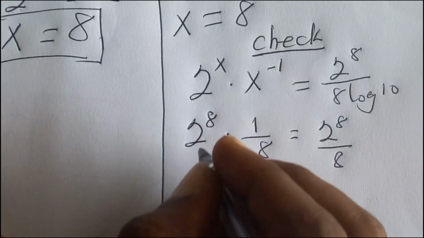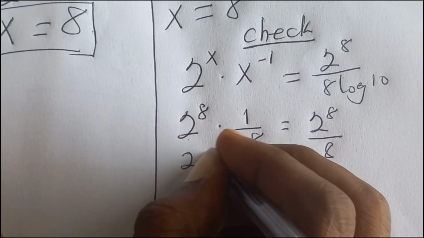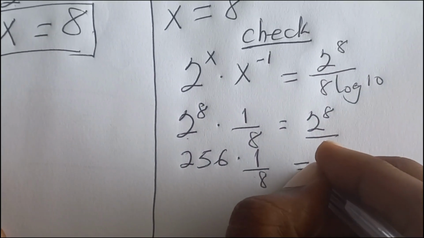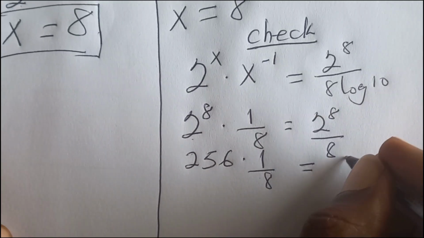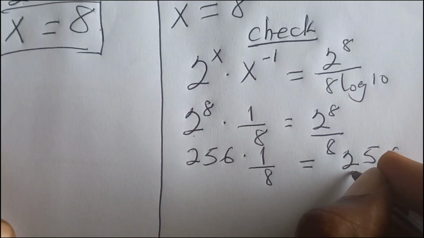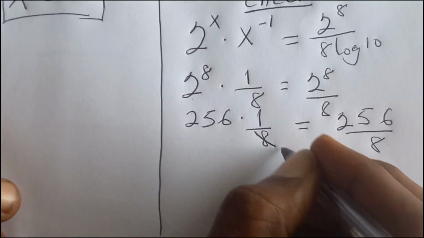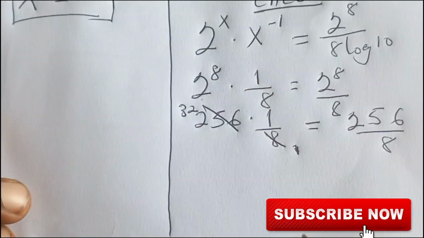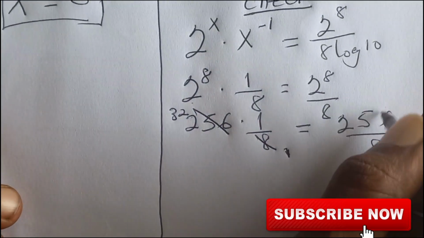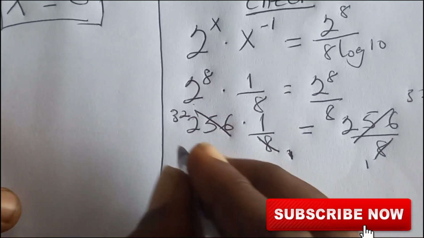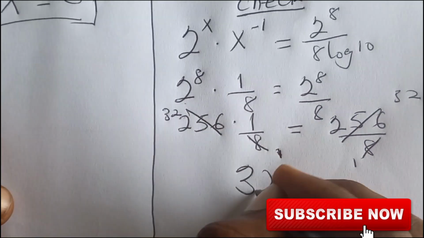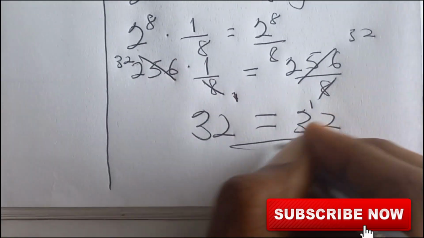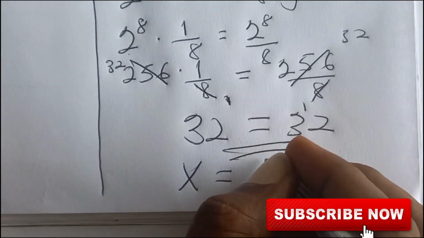Okay, so 2^8 is 256 multiplied by 1 on 8, which is equal to 256 on 8, okay? So 8 goes into itself 1, it goes into 256 32 times, okay? Then 8 goes here 1, goes into this one 32 times. So 32 times 1 is 32, which is equal to this one to get 32. So it means that indeed our x is equal to 8.